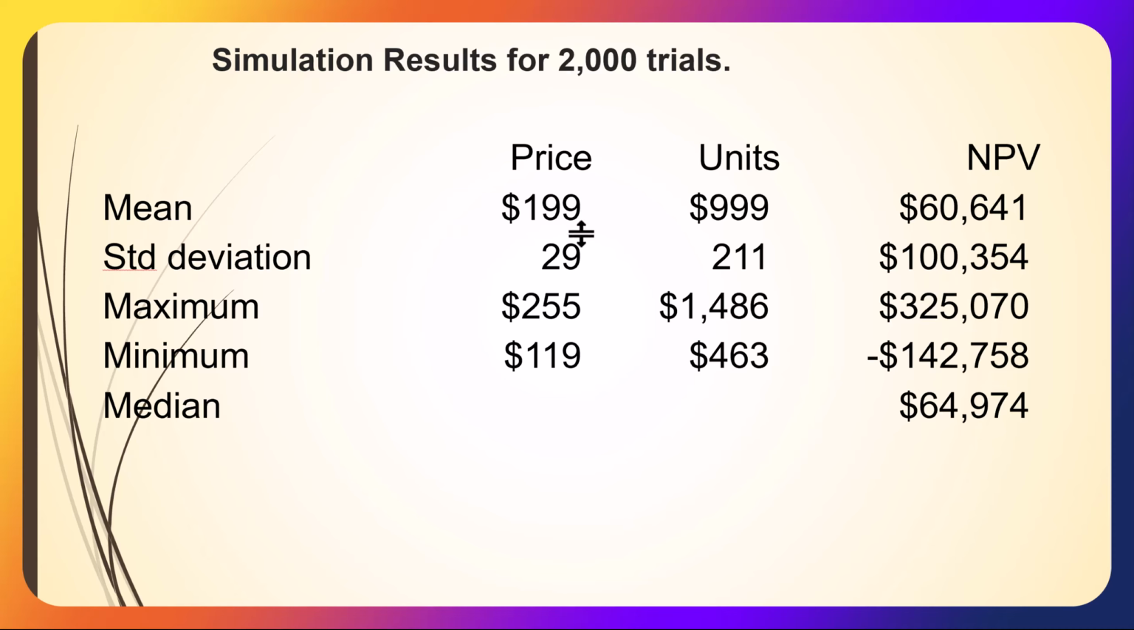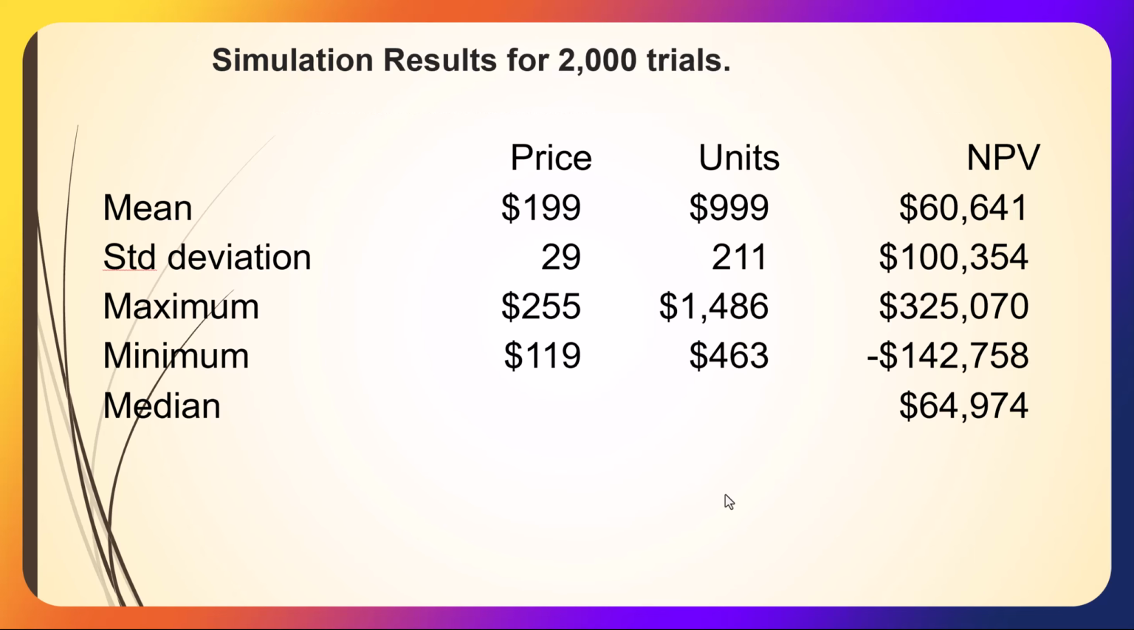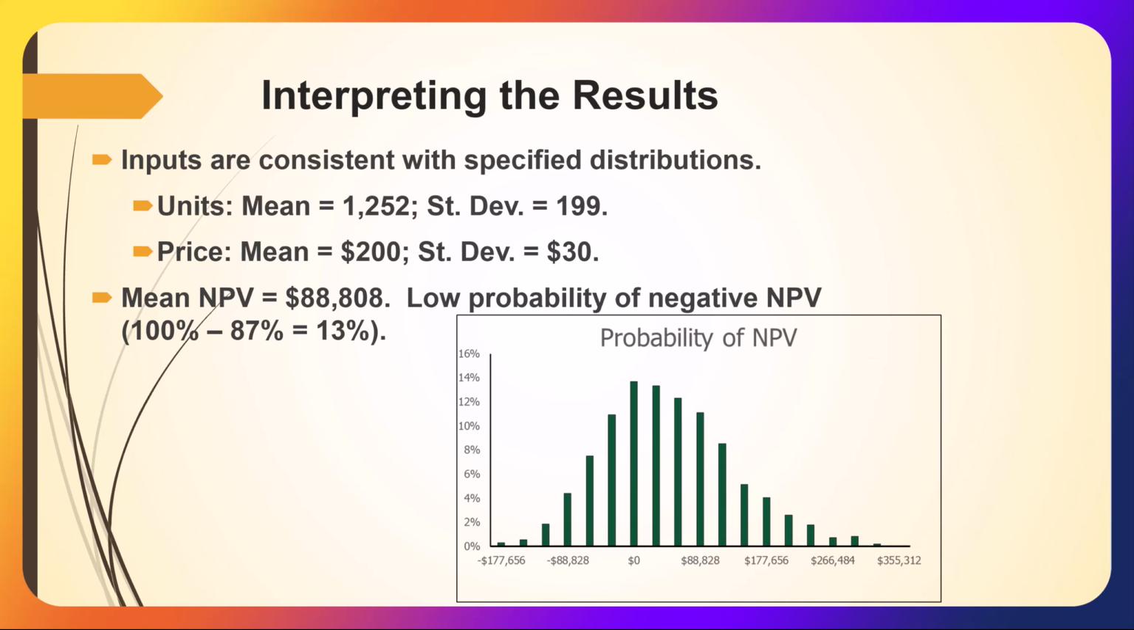So it came up with a mean of 199,999 units, which gives us a net present value. Standard deviation gives us a picture of 325,000 as the maximum net present value, and the minimum is negative 142 with a median of 64,000. How do we get that? These statistics came from doing this 2,000 times, which basically creates for us a frequency distribution. So now we have this frequency distribution that shows all the outcomes and the probabilities of those outcomes.